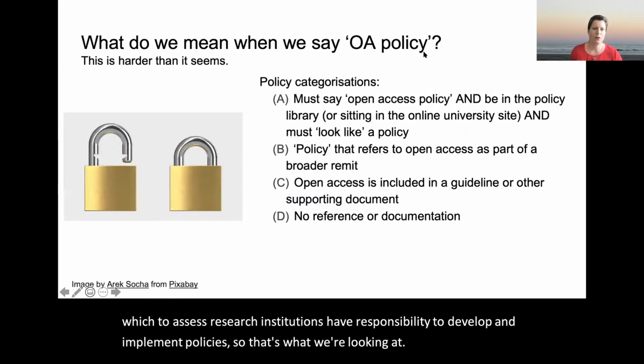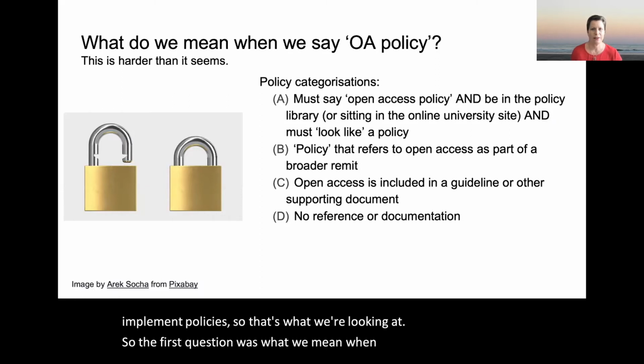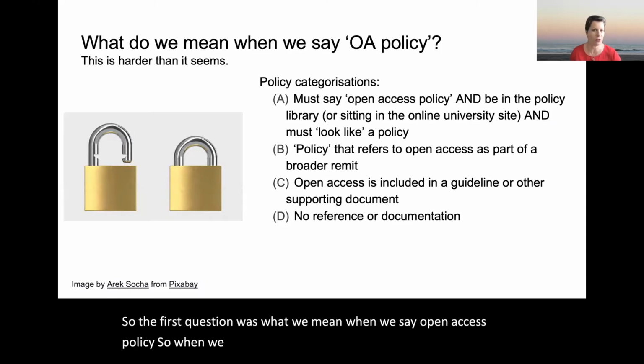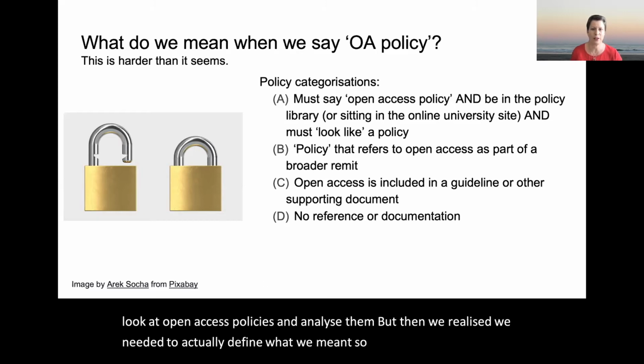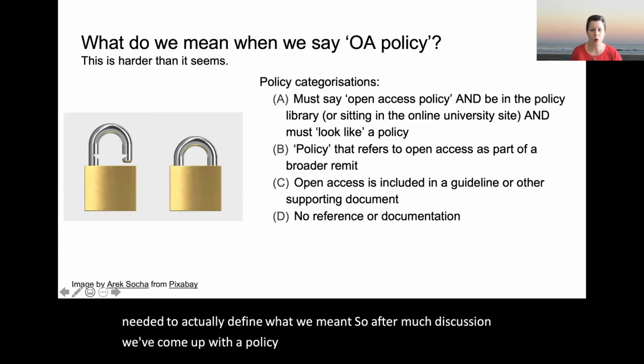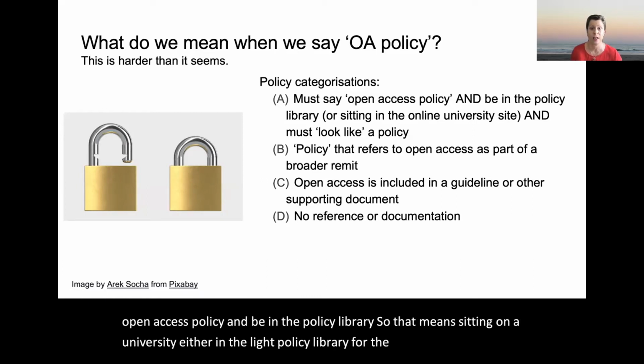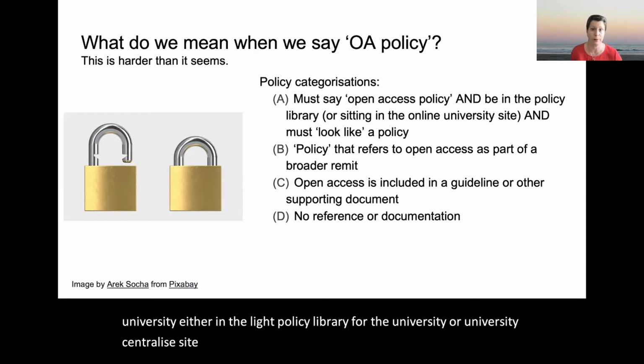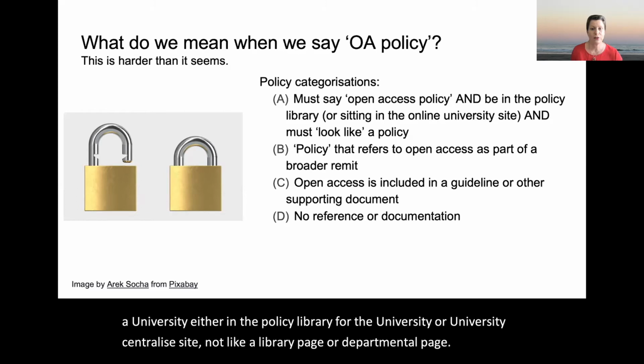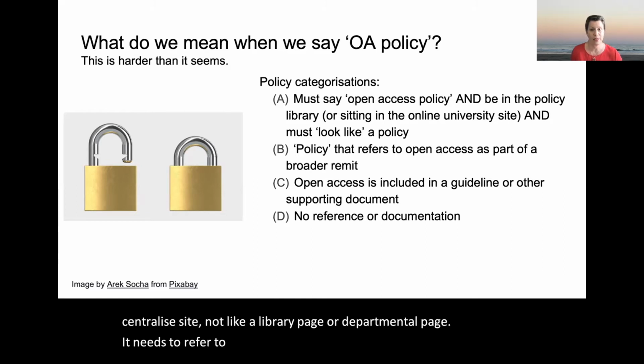So the first question was, what do we mean when we say open access policy? When we started, it sounded like a pretty simple thing. We'll just look at open access policies and analyse them. But then we realised we needed to actually define what we meant. So after much discussion, we've come up with the policy categorisation. It has to be called an open access policy and be in the policy library. That means sitting either in the policy library for the university or a university centralised site, not a library page or a departmental page. It needs to refer to open access as part of its broader remit. So that's the categorisation, and those are the ones that we're looking at.